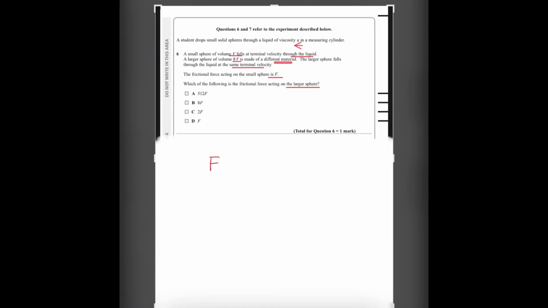So we have frictional force F equals 6 pi N R V, where N is the viscosity, R is the radius, and V is the terminal velocity. So 6 pi is constant, V is constant, and we have the force in one scenario as F, and we have to calculate the force in the next scenario, and the value of N is also constant, so the value of R is varying. So we see that the larger sphere has a volume of 8V. We know that the formula of a sphere is 4 by 3 pi r cubed. So if it is 4 by 3 pi r cubed, 8V would be 4 by 3 pi (2r) cubed, since 2 cubed would be 8. So 8 into 4 by 3 pi r cubed.